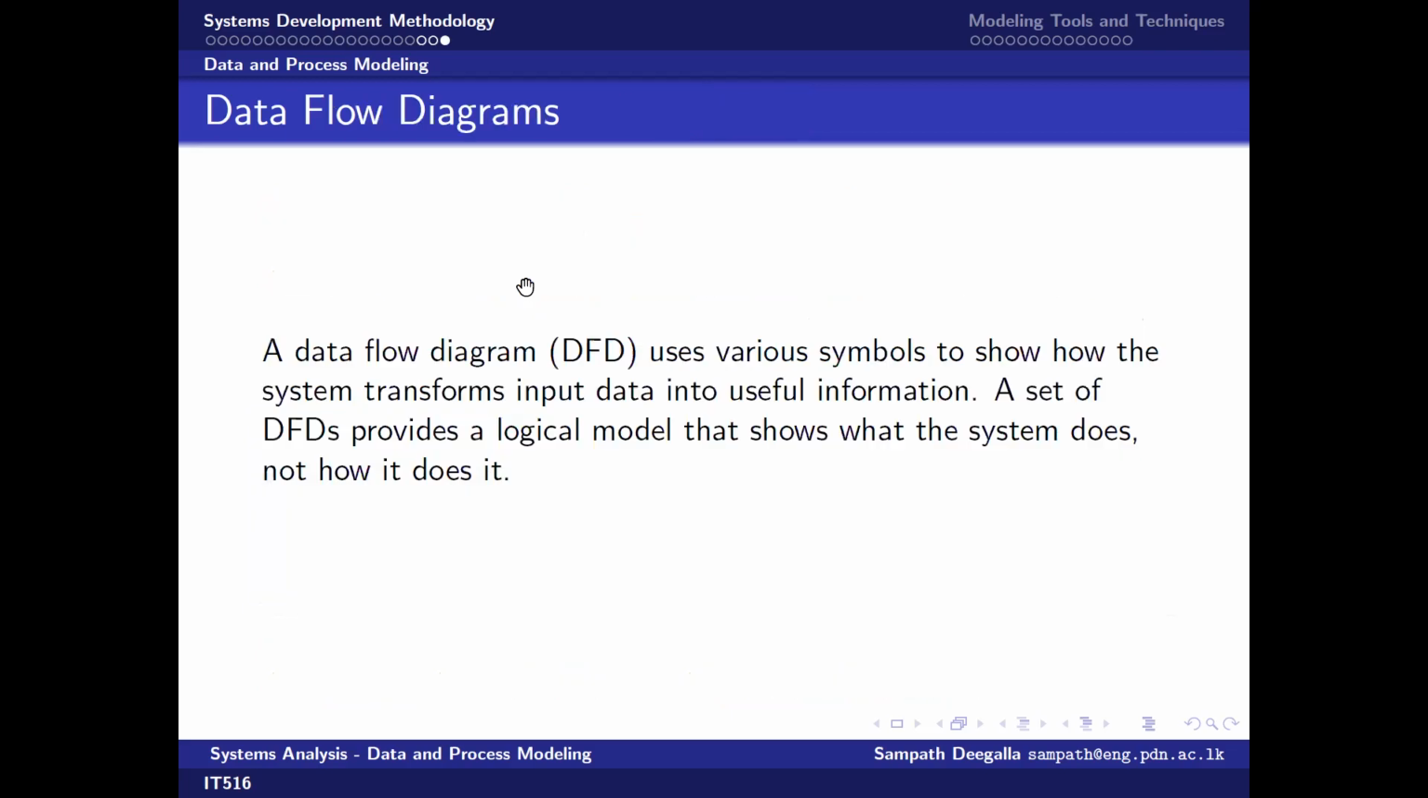Now, when it comes to data flow diagrams, we use a graphical representation to see how the input interacts with the system to get useful information. What we get as output from this we call a logical model. That logical model shows what happens within the system, right? We are not going into detail on how exactly it does it, but on what the system does.